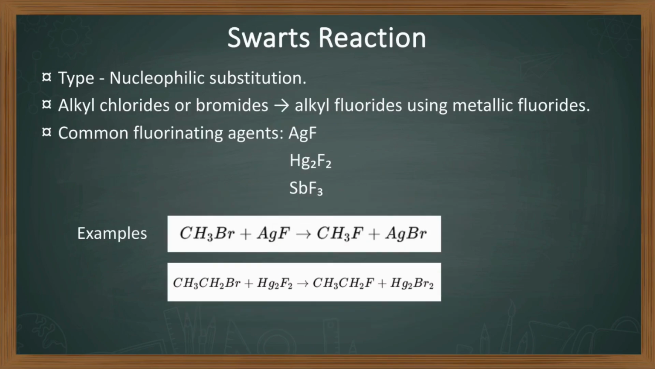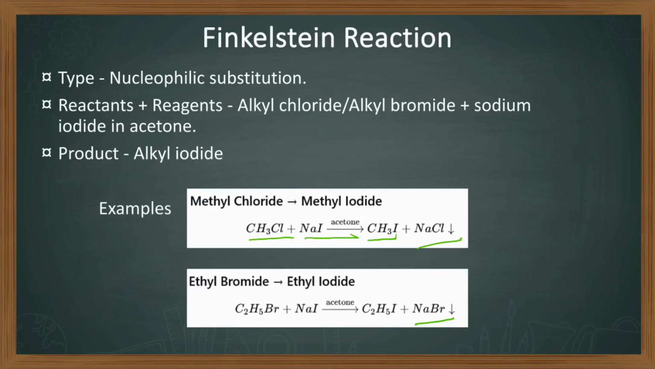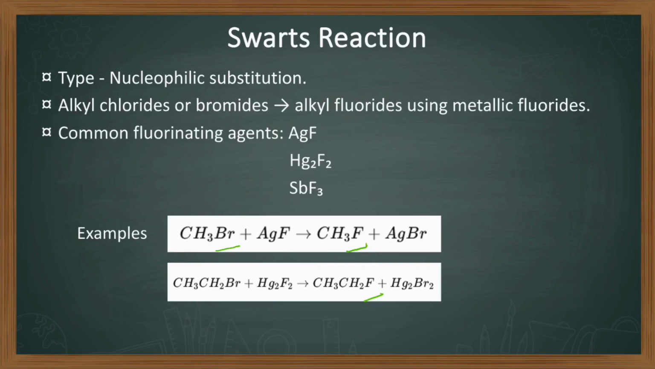We have the next reaction, Swarts reaction. It's much similar to the earlier reaction. Here the alkyl bromide and alkyl chloride is converted to alkyl fluoride. Recall the earlier case. Here it was alkyl iodide at the end. Here it will be alkyl fluoride. So, from alkyl chloride and alkyl bromide, we get alkyl fluorides. For the transformation, we use any one of these fluorinating agents: silver fluoride, mercurous fluoride and antimony trifluoride. Any one of them is used.